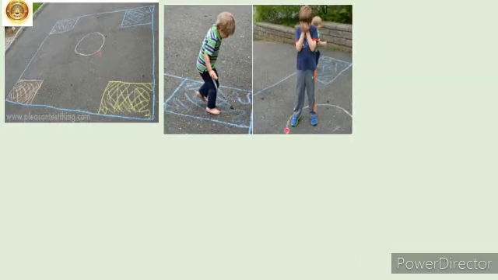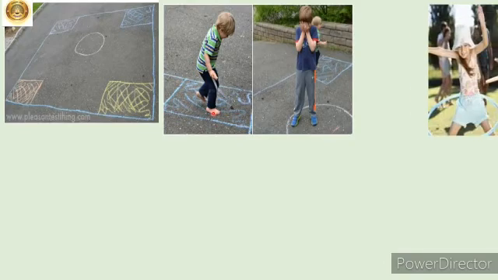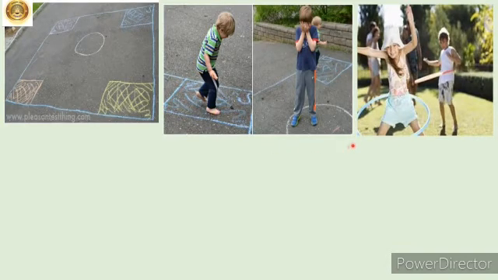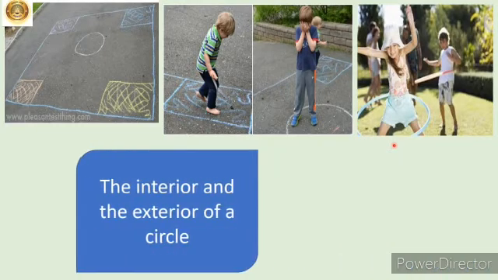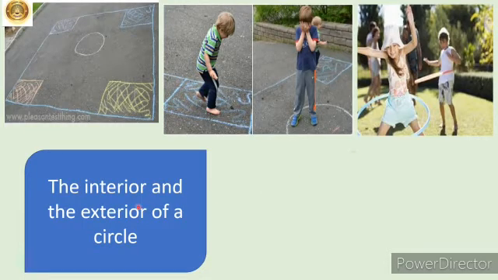Students, observe the picture. You play land and sea inside the circle on the playground. In this game, the child inside the circle is in the sea, while the child outside the circle is on land. Now see this picture. The girl is playing the ring. The girl is inside the circle. So let's study the interior and the exterior of a circle.